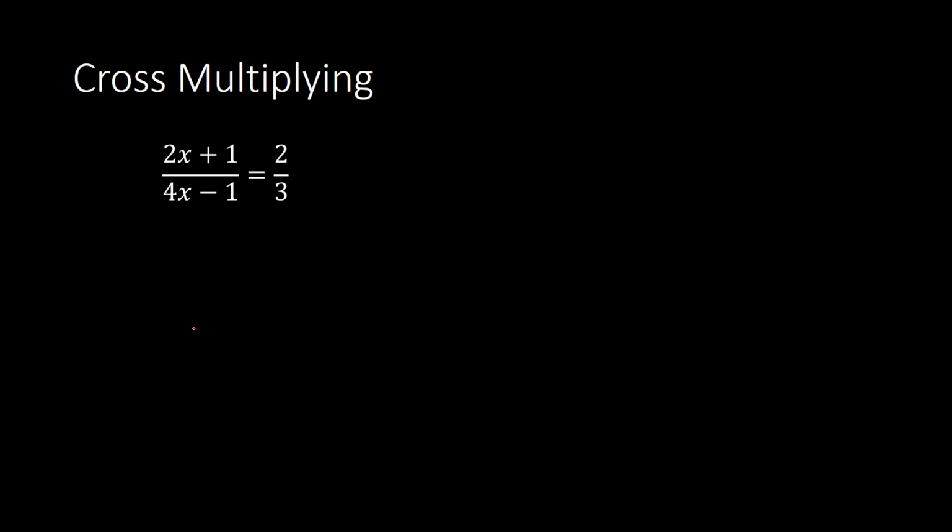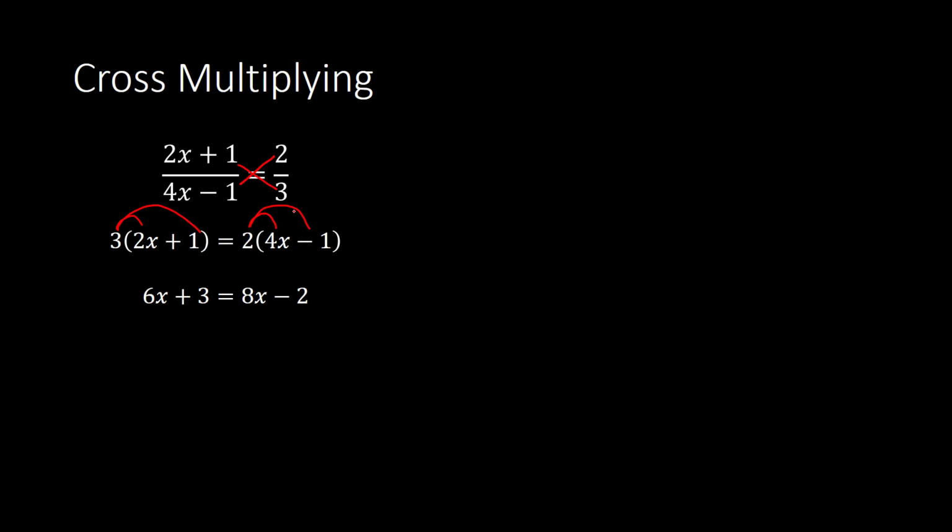Here's another example, where now I have more than one term in the numerator and denominator, but I can still solve this by cross multiplying. So I take the 2x plus 1, multiply it by the 3, and then take the 2, multiply it by 4x minus 1. So I get this expression, and now I need to solve for x. Well, this uses algebra, where I simply distribute the 3 times the 2x, 3 times 1, and then 2 times 4x, and then 2 times negative 1. So now I have 6x plus 3 equals 8x minus 2.